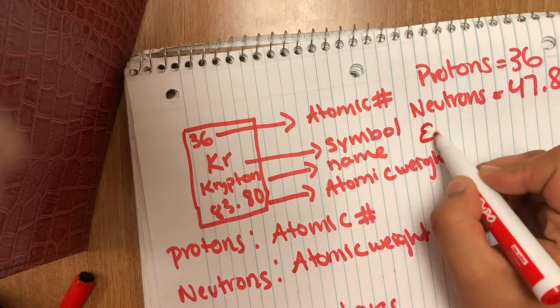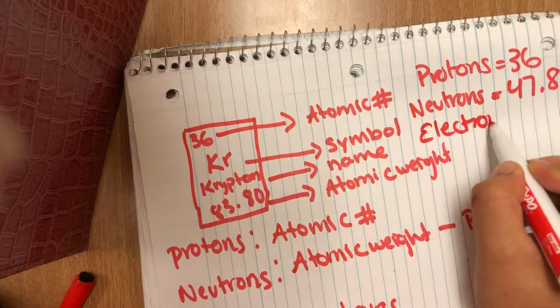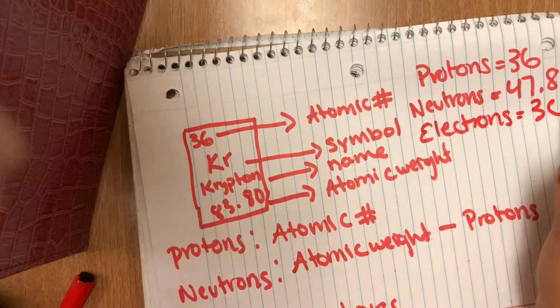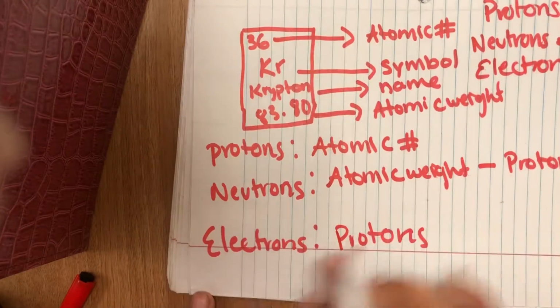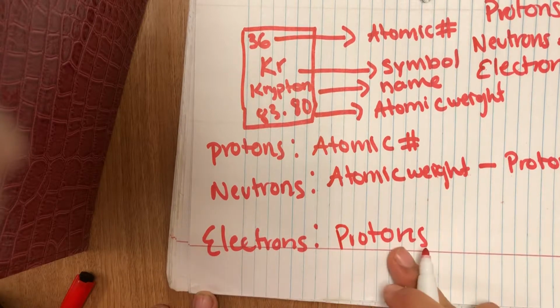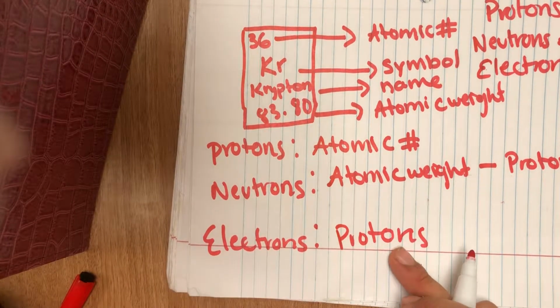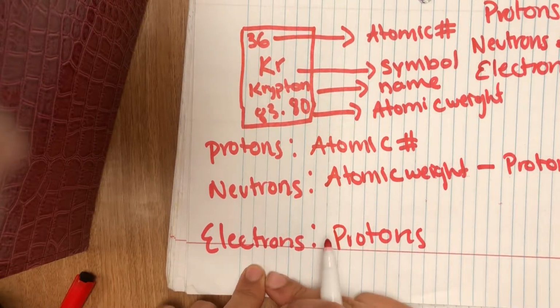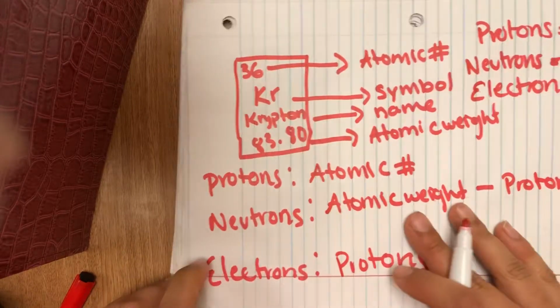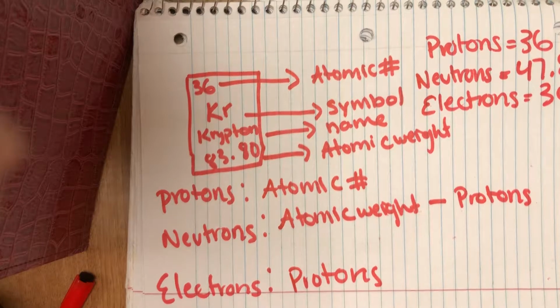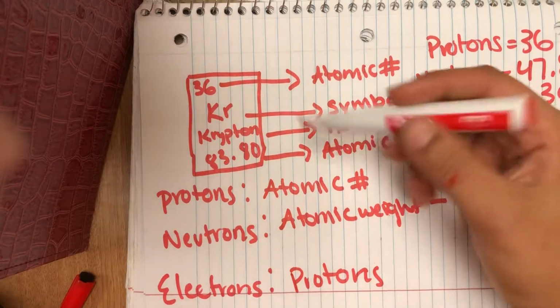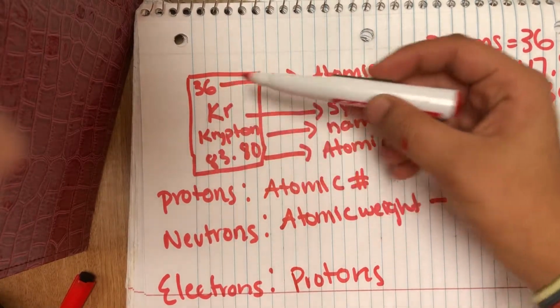So let's write electrons right here. It would also be 36 electrons, because electrons are equal to the number of protons. This is to balance everything out, because atoms don't have any overall charge. So that is how you find the protons, neutrons, and electrons of an element given this little rectangle.